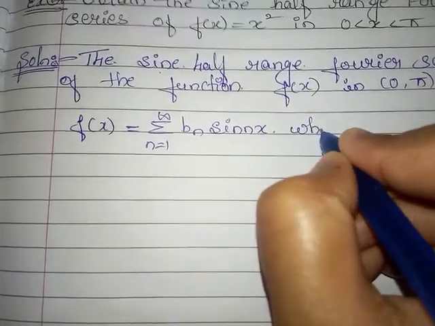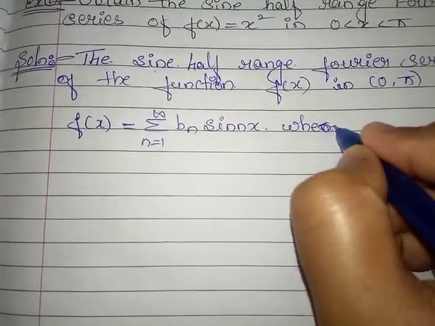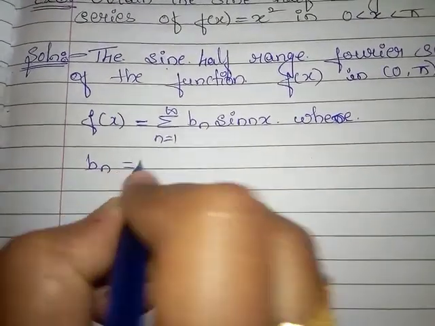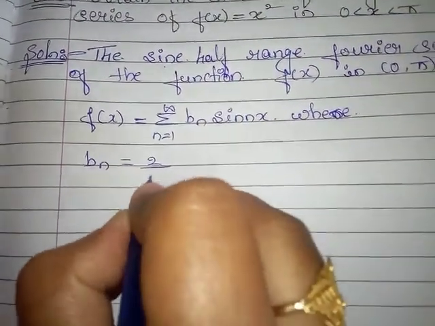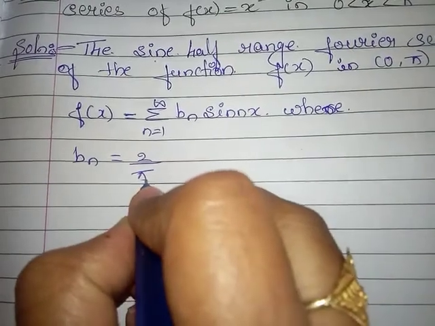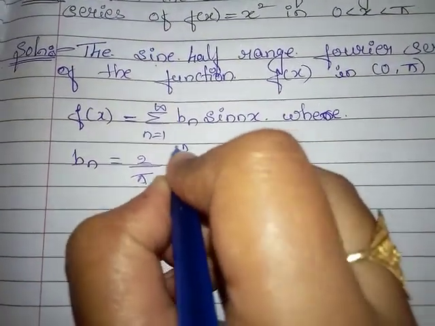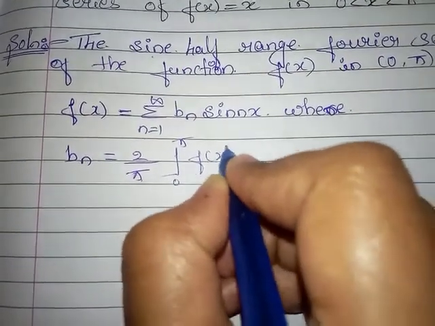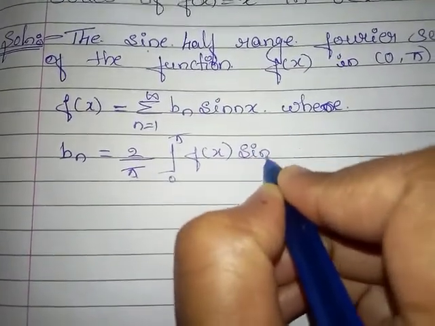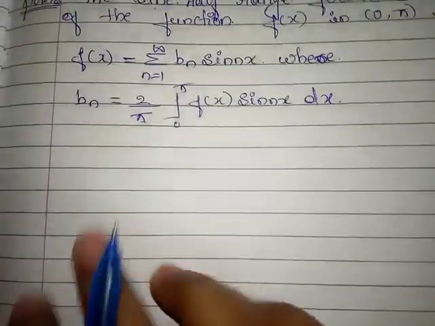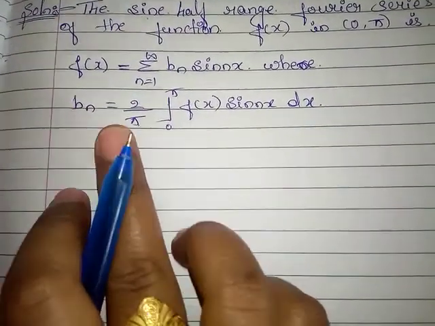where bn is equal to what? bn is equal to 2 by pi. In place of L we have to take pi here because L is equal to pi here. Integral 0 to pi f of x sin nx dx. To find this Fourier series we have to find the bn value.